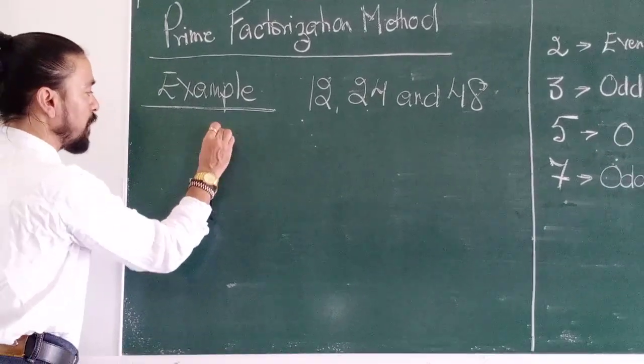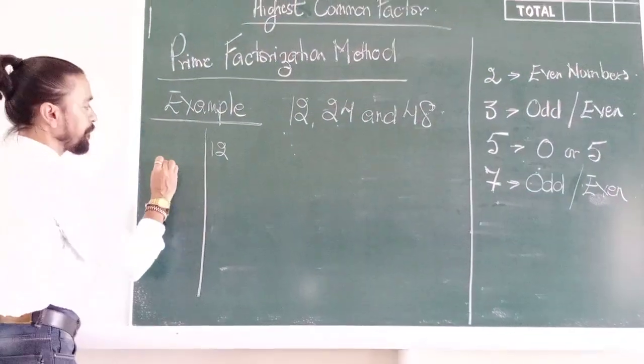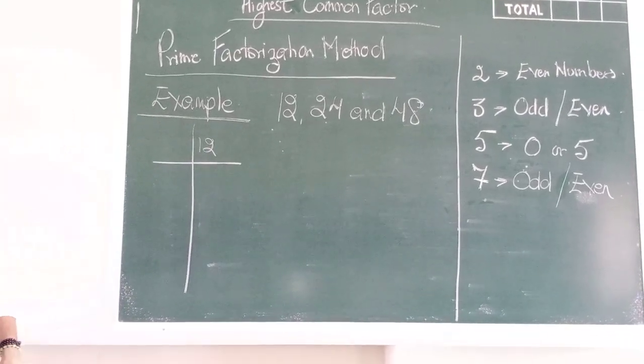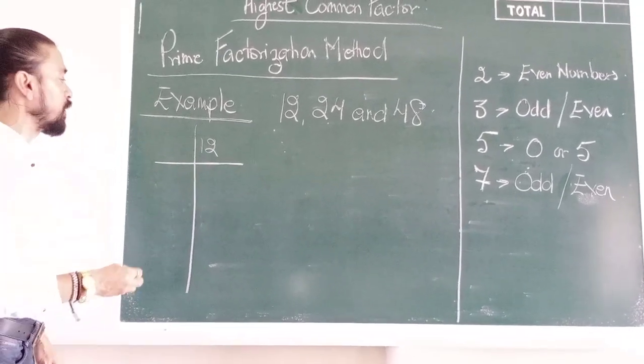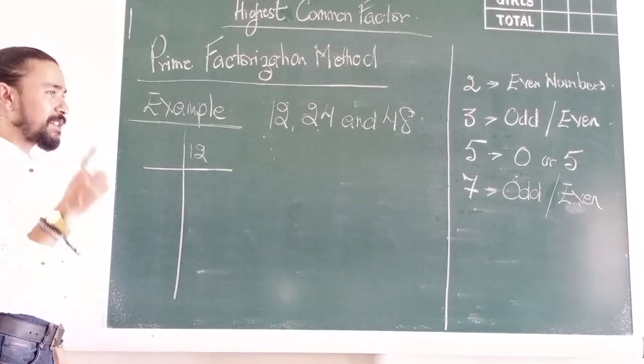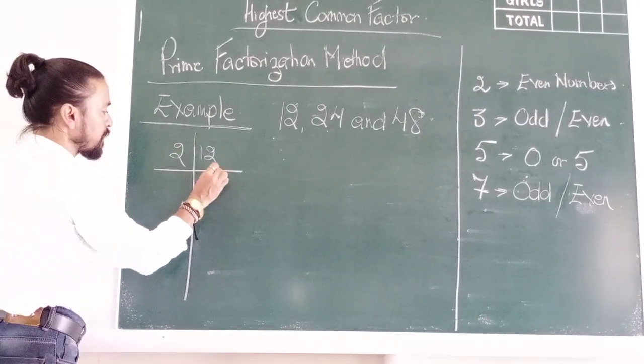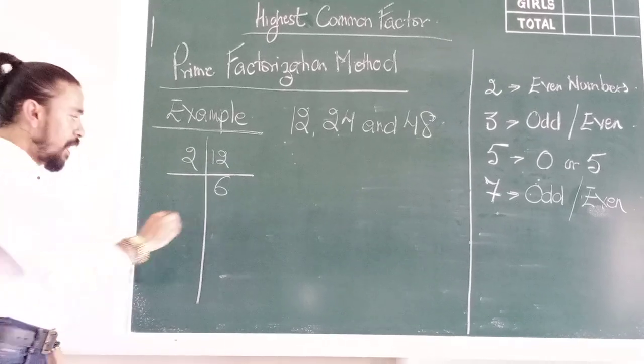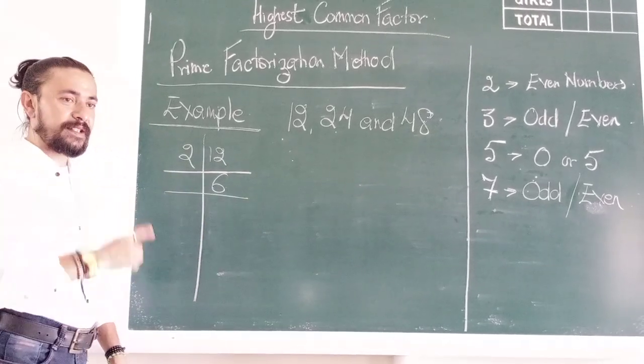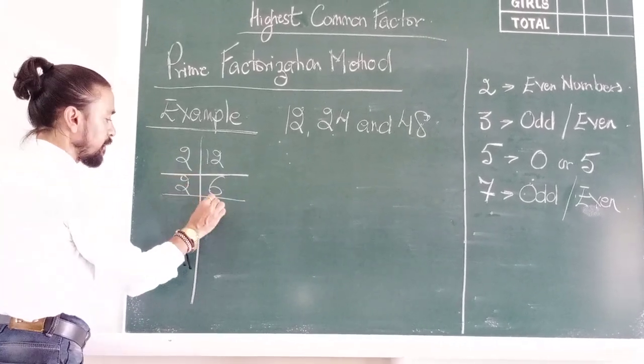So I write 12 and I draw a line like this. You all have done it already. I have explained it to you in class 5. So now I ask myself, what's my first prime number? 2. Does 2 divide 12? Yes. 2 6s are 12. Again I ask myself, does 2 divide 6? Yes. 2 3s are 6.